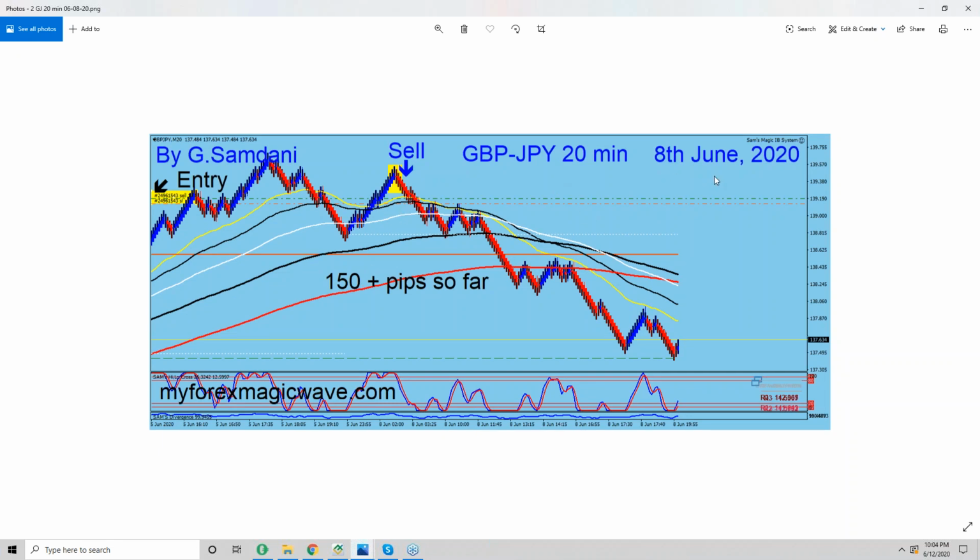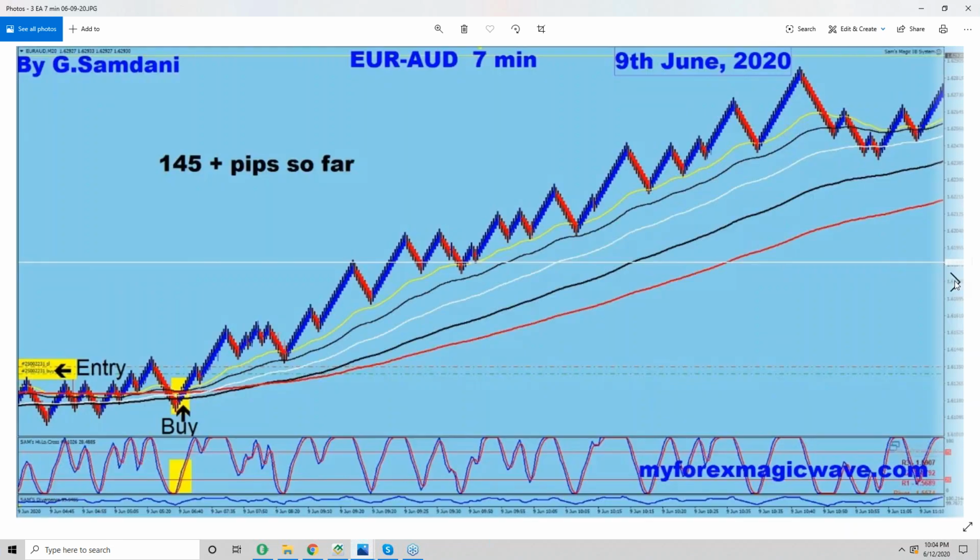Pound yen is just a big mover, you know that, right? And then you can see euro Aussie to the upside, right? And it's because of the Aussie weakness, and I'll show you the reason for that as well. At the end, we will talk about that.